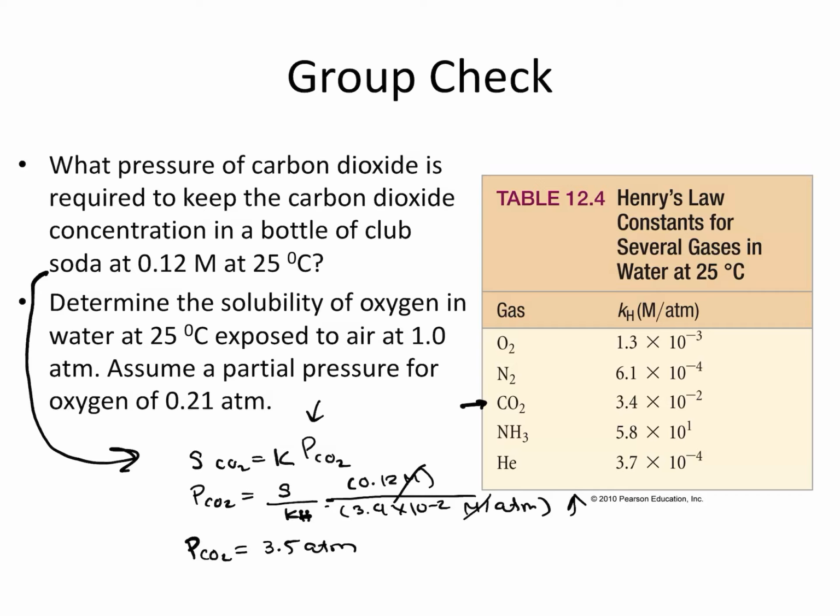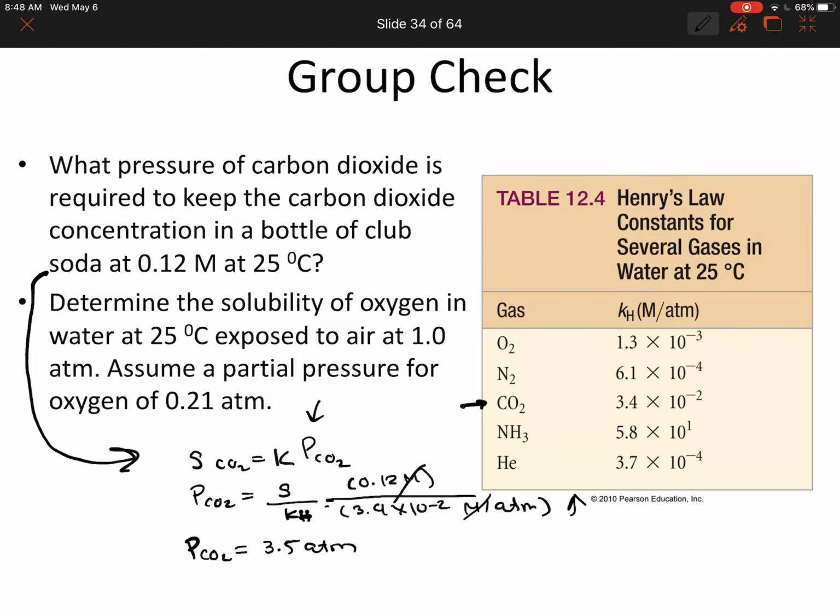Now try it on your own. Determine the solubility of oxygen in water at 25 degrees Celsius exposed to air at 1 atmosphere. Assume a partial pressure for oxygen of 0.21 atmosphere. So try this.